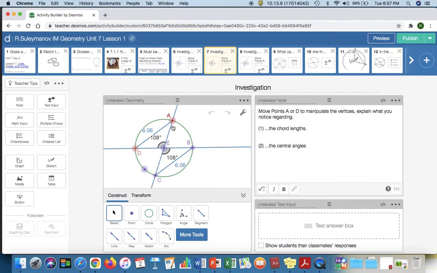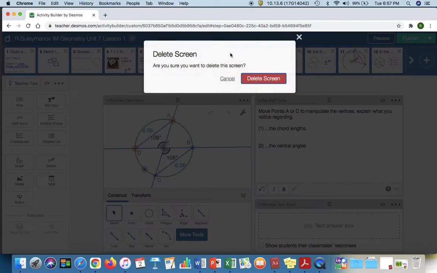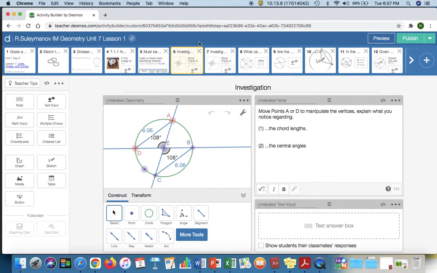So this construction tool, it's very hard to get into a Desmos lesson, but you can just copy and paste that slide, and that works for any formatting that you fall in love with in a Desmos lesson. And you can make it your own. So I'm gonna get rid of that because that's the same screen as in screen 6.